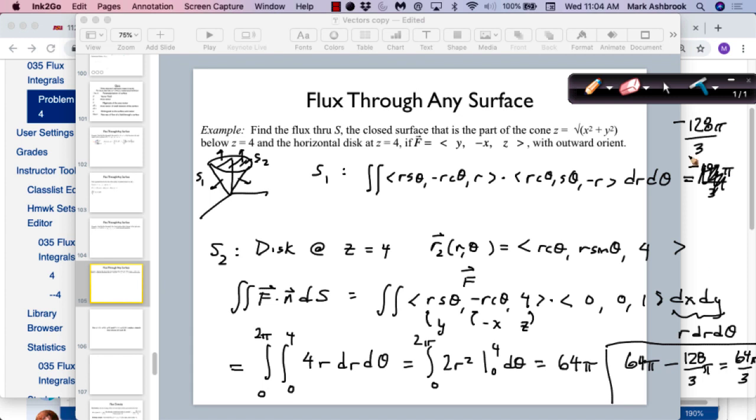But so whatever this is, some negative value. This is 64 pi. You're going to add these two together to get the outward flux, right? The outward flux. And if I remember correctly, I don't want to take the time to do all the math, it's 64 pi over 3. But like I said, later in class, we're going to confirm that. Okay, questions on setting up the flux of this closed surface? S1 or S2?